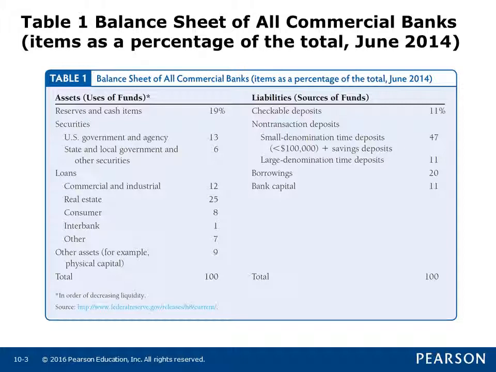Here we have the typical balance sheet of a commercial bank. On the left, we have assets, which include reserves, cash items in process of collection, deposits at other banks, securities, loans, and other assets. On the right, we have liabilities, which generally include checkable deposits, non-transaction deposits, borrowings, and bank capital. Both sides must equal each other, much like any other balance sheet.